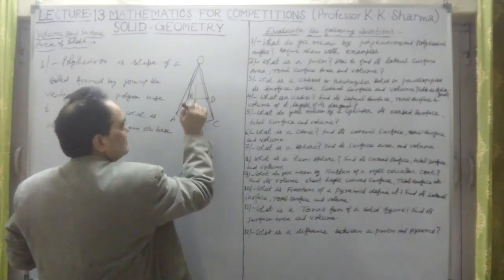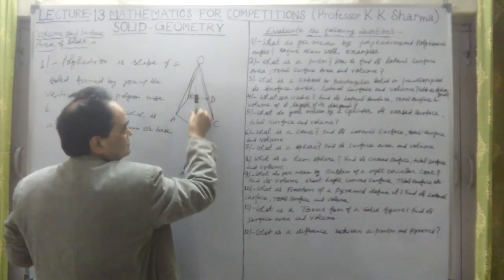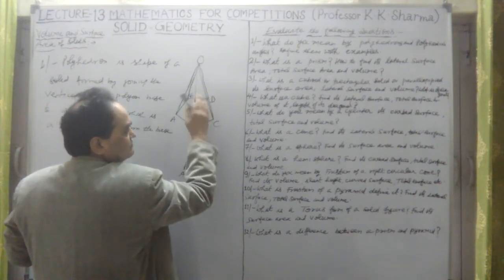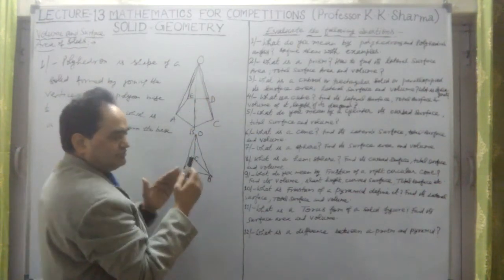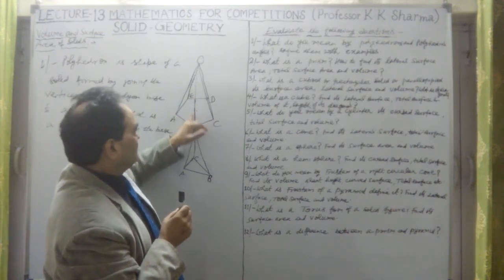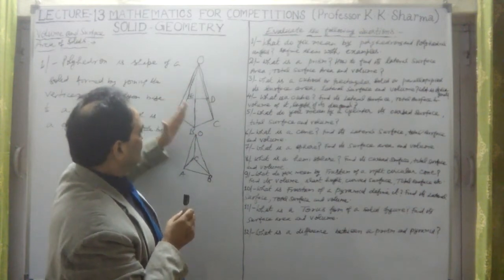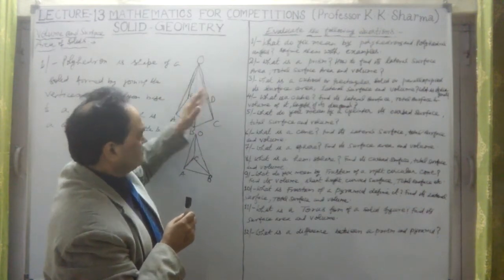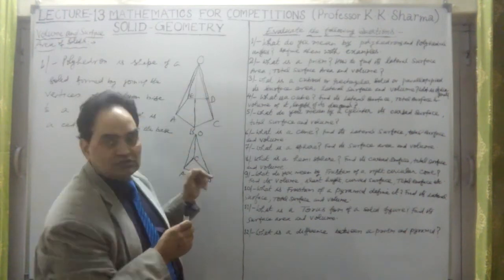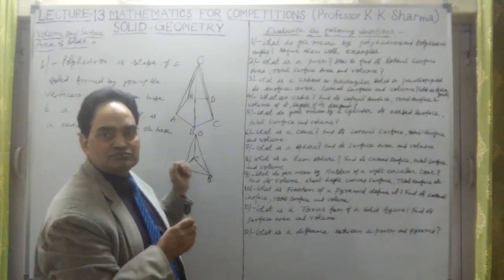What is the slant height? Slant height is this. The edges, for example OB, OC, these meeting edges. For example, the two faces are meeting together at OB. For example, OAB, OBC, and this is the common edge OB. OB is the slant height.